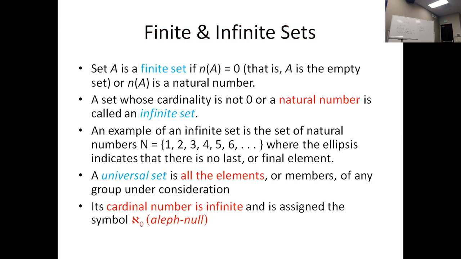A finite set, for example, would be if I had N equal braces 1, 2, 3. This is a finite set. I only have 3 elements. Or if N was empty, my cardinal number is 0. But when there is no end to the set, it will be an infinite set.